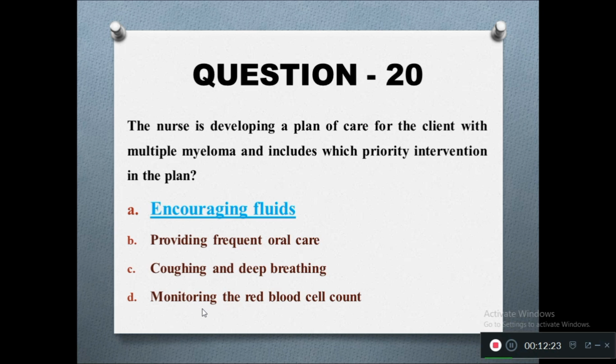Why? The patient suffering from myeloma will have hypercalcemia. Hypercalcemia causes many complications. So we need to keep the patient hydrated. So encourage fluids for the patients.